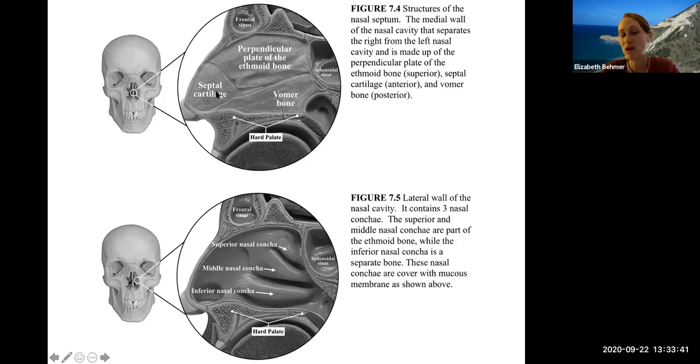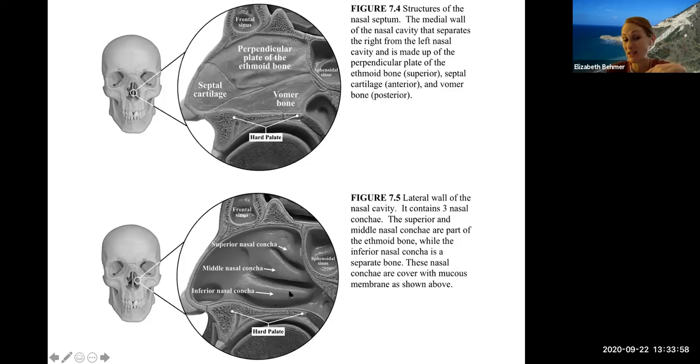And then the septal cartilage is just the cartilage that will make up the front area of this nasal septum wall that again separates out the right from the left nasal cavity. When I'm talking about the nasal cavity, this is just the area above and behind your nose.